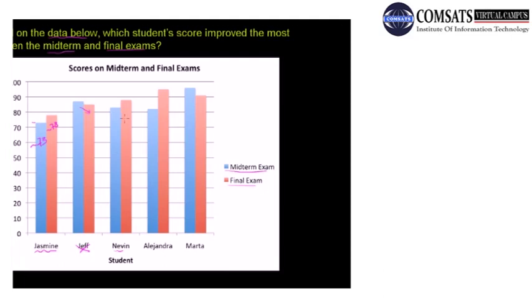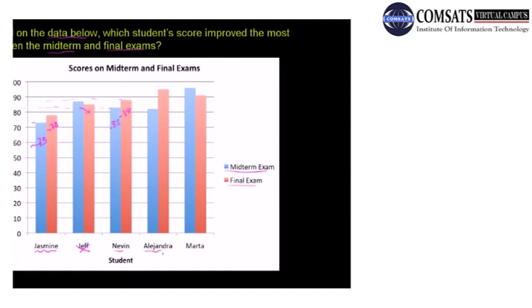Next, if you think about Nevin, it looks like Nevin actually improved about the same amount as Jasmine. I don't know if Nevin is a boy or a girl's name, but on both tests this person did better than Jasmine, though the actual improvement is about the same. It looks like they went from about an 83 to about an 88. I'm just estimating, looking at this axis right over there. So Nevin and Jasmine, based on the three we've seen, are tied for the lead.